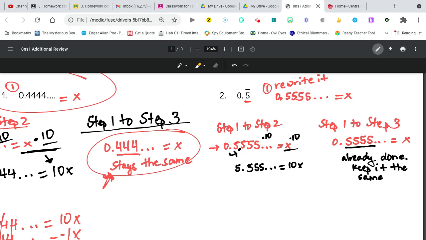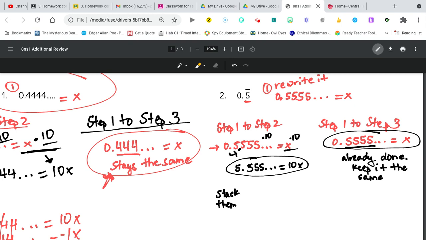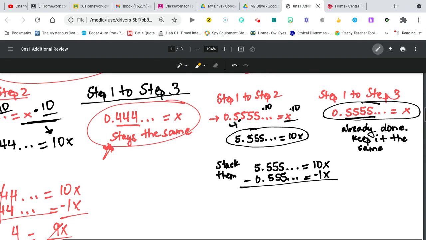So after that, I just stack them. So I'm going to take this and stack it with this. This means I line the decimals up, guys. Put a 1 there. 5 minus 5, 0, 0, 0. 5 minus 0, 5. Because after you stack, you're supposed to subtract. I'm sorry, I went on.